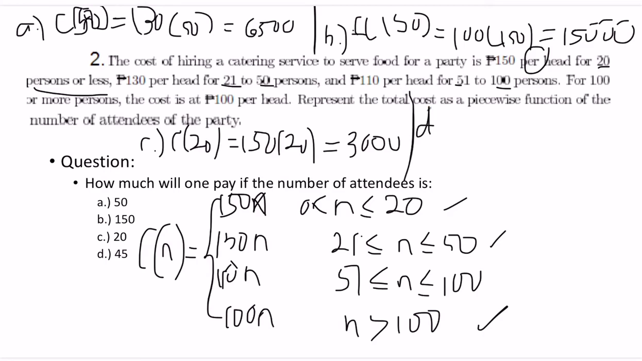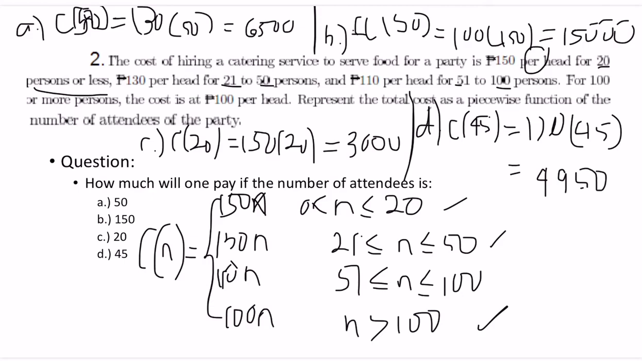And for the D, 45. So 45 belongs to the second function. So we have 110. So C of 45 equals 110 times 45. 110 times 45 is 4,950. Okay, so these are our answers. Okay, next.